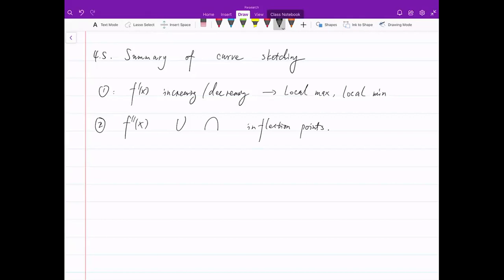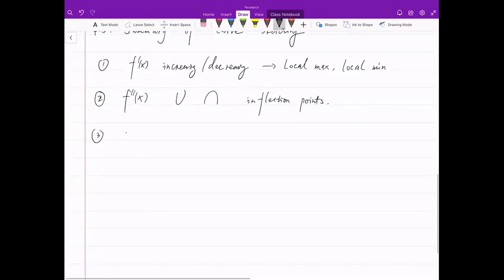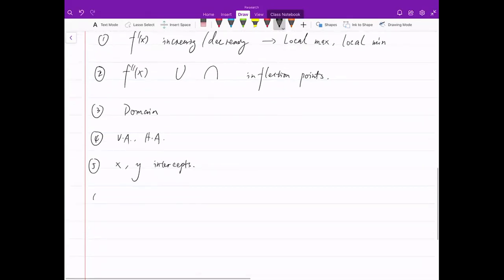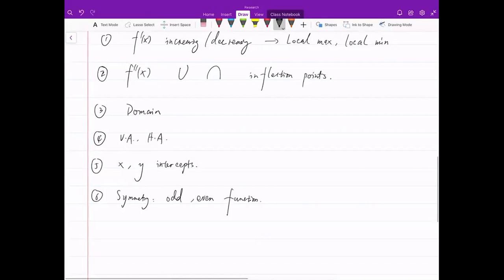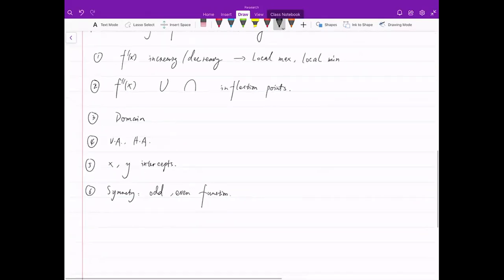Now for 4.5, they just want us to take the whole package and add in everything we know from before, including domain, vertical asymptote, horizontal asymptote, XY intercepts, and finally symmetry, which means odd or even function. So this is almost like a review session. Nothing is new, but just to put everything you know together. This is the new thing we learned. This will be everything we learned from before.